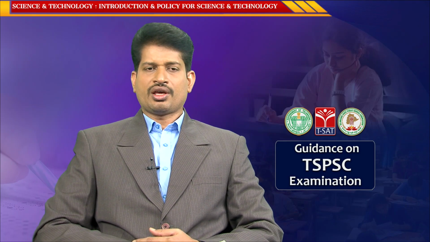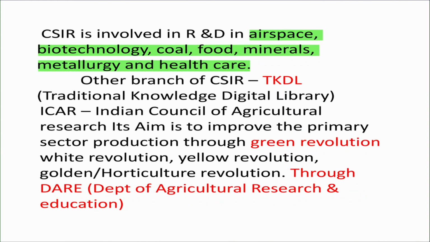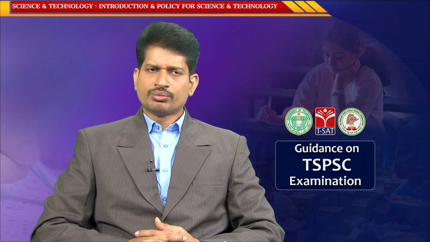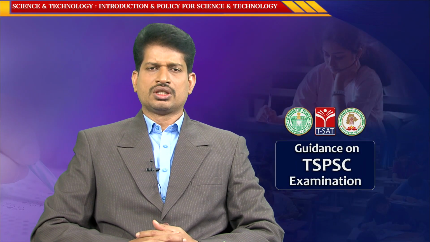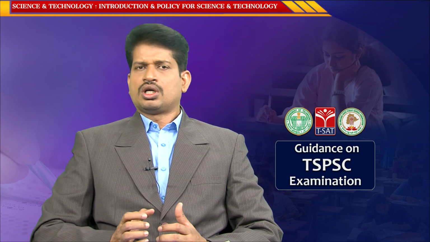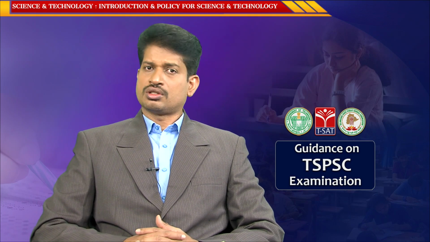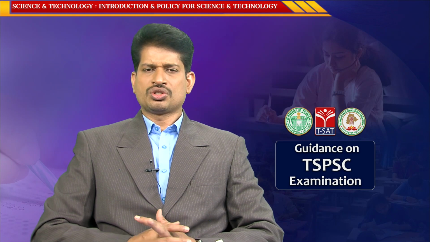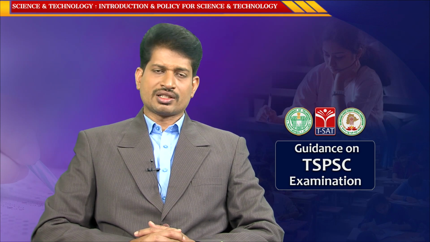Next is ICAR, the Indian Council of Agricultural Research. Its aim is to improve primary sector production through the green revolution, white revolution, yellow revolution, golden and horticultural revolution, through the Department of Agricultural Research and Education. One of the methods to improve agricultural production is the green revolution. And modern biotechnology in organic farming, these are all the different applications of biotechnology in agricultural production.